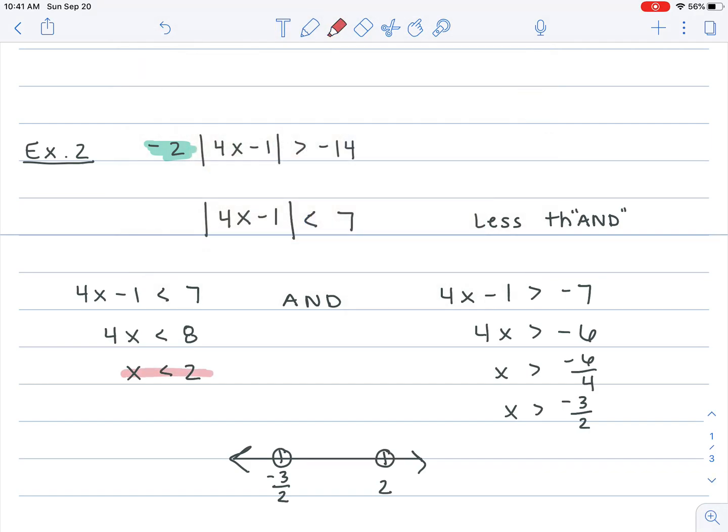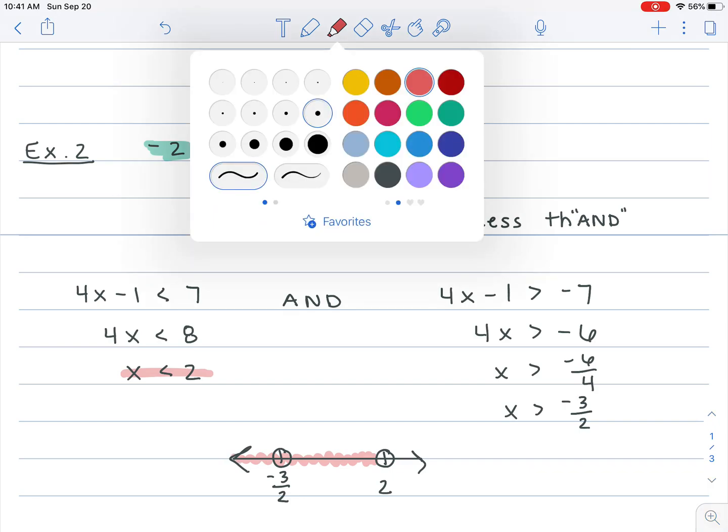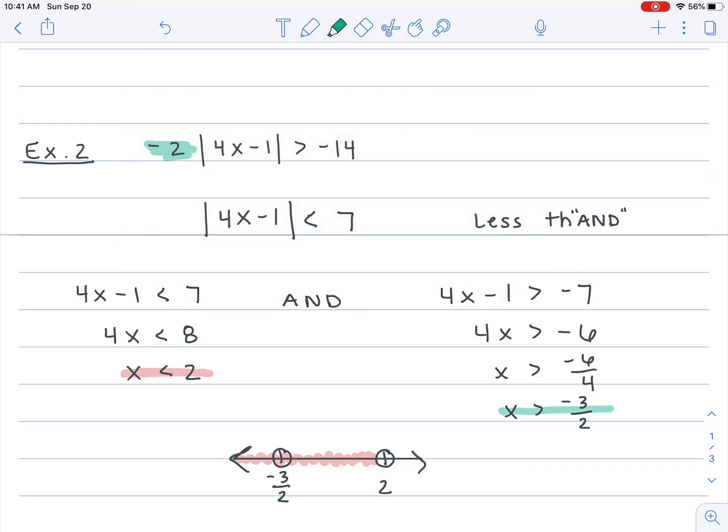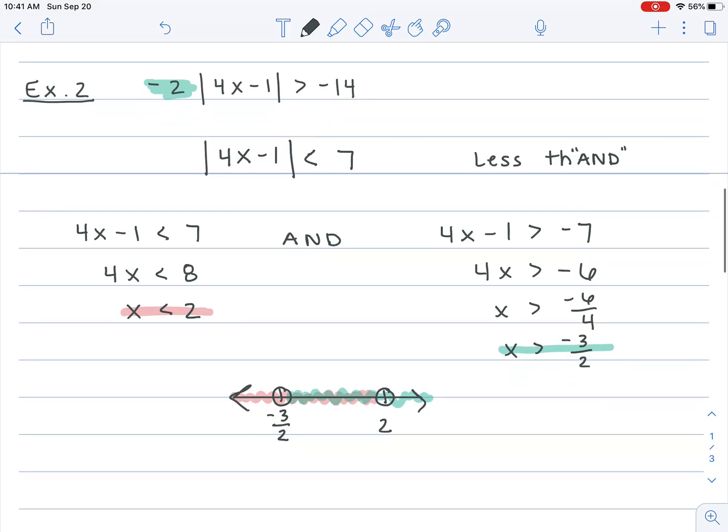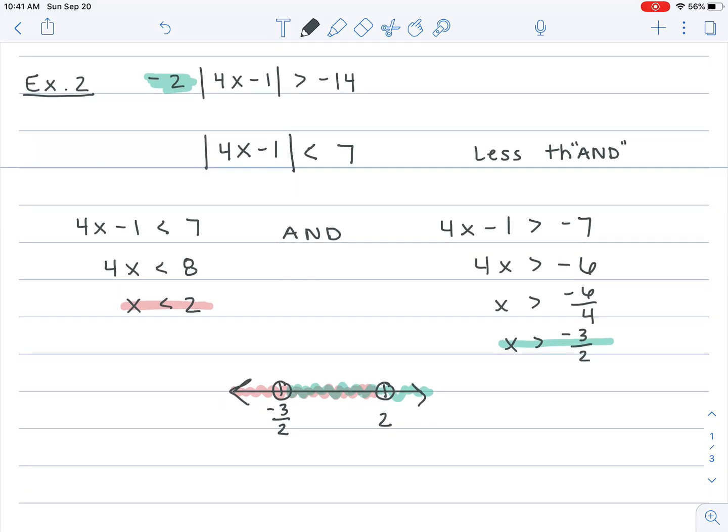All right, the first one we have is x is less than 2. So x is less than 2. The second one says x is greater than -3 halves. And again, for this problem, we're looking for that overlap. So the only overlap I see is in between those two values there. So I would say parenthesis, -3 halves, comma, 2 would be my solution. So any number between those two would work.